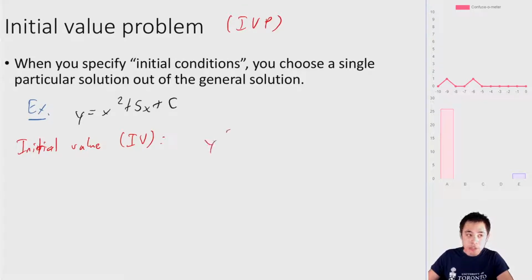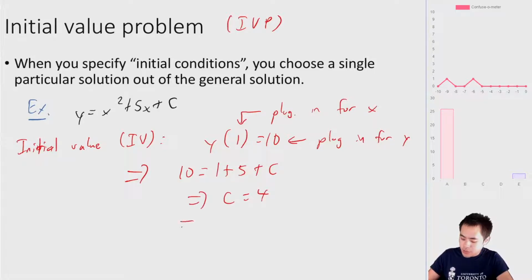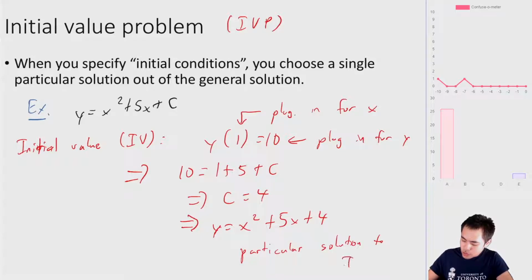Let's say our initial value is y of 1 is equal to 10, where y is a function of x. So this you plug in for x, and this you plug in for y to solve for the constant. So this implies that 10 is equal to 1 plus 5 plus c, implies that c is equal to 4. So we get y is equal to x squared plus 5x plus 4 for our particular solution to the initial value problem.